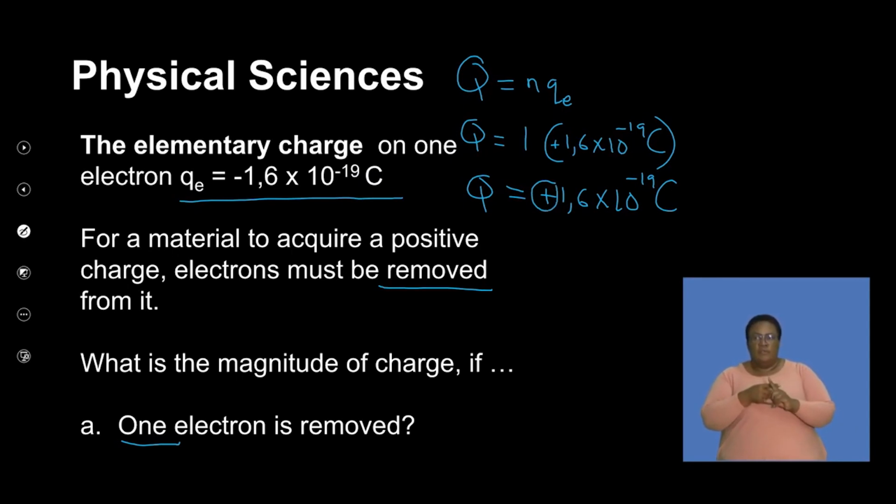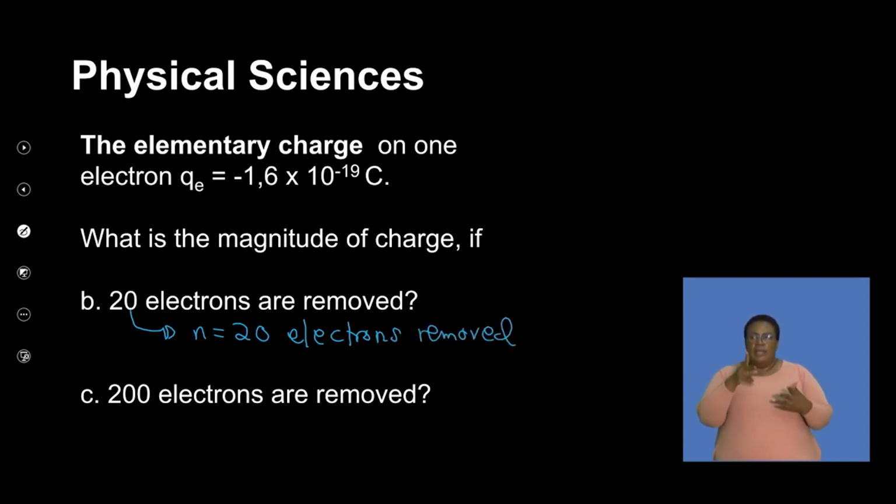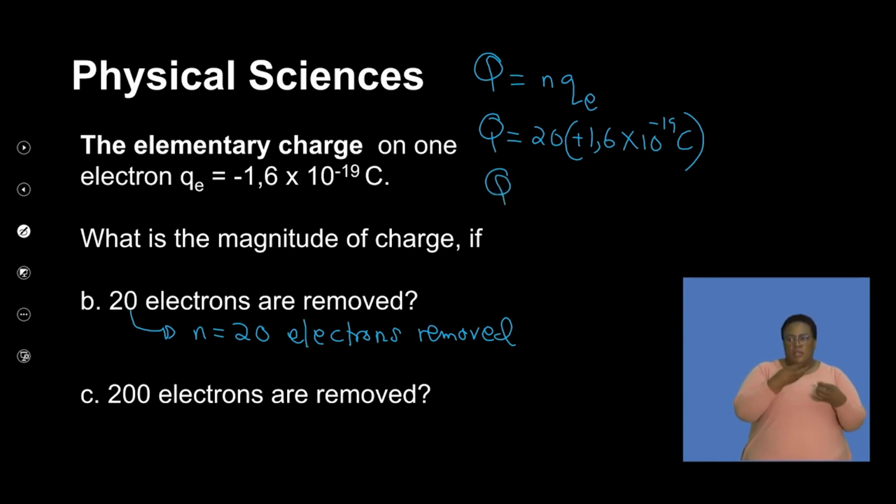Then it goes further and asks, what if we remove 20 electrons? Now N is equal to 20 electrons removed. So we go back to the quantization: Q is equal to N times the elementary charge. So Q is equal to 20 multiplied by positive 1,6, because we've removed electrons, the charge that results is positive, very important, multiplied by 10 exponent negative 19 coulombs. So this is giving us the actual charge.